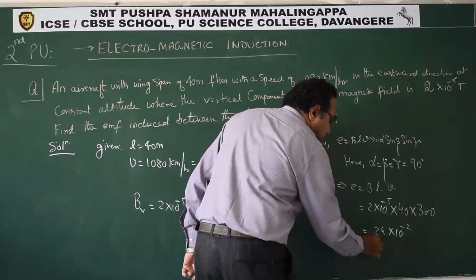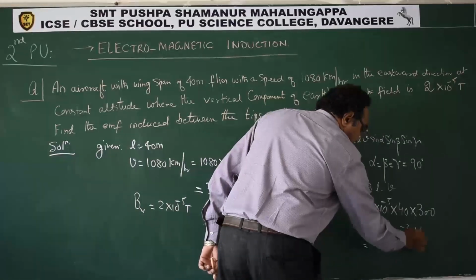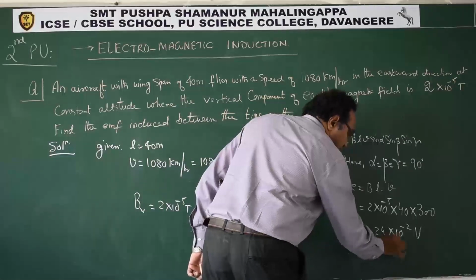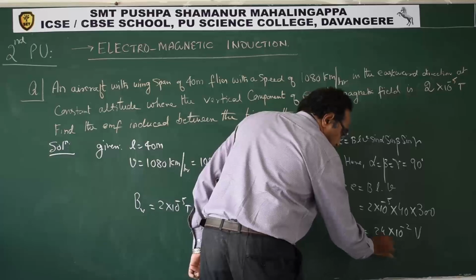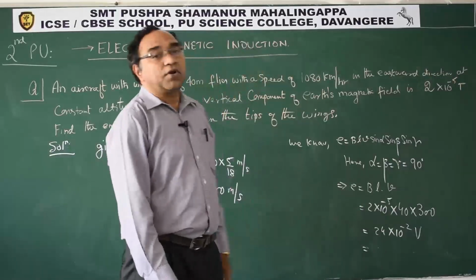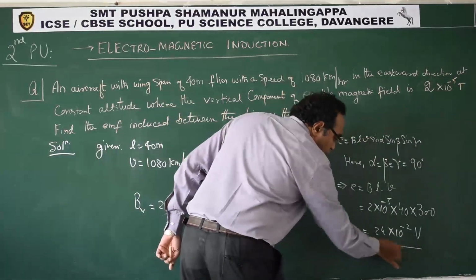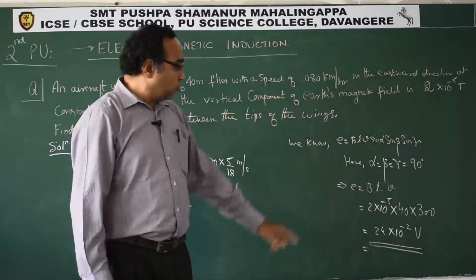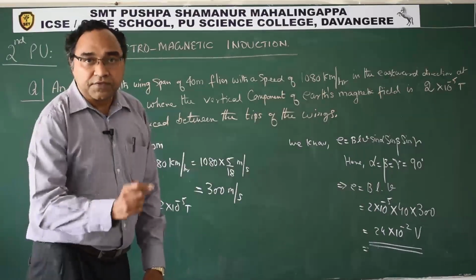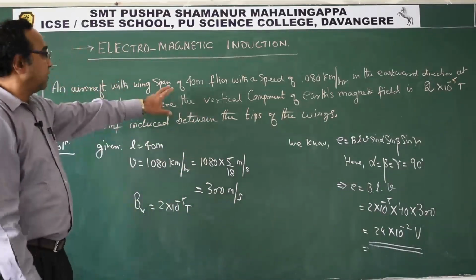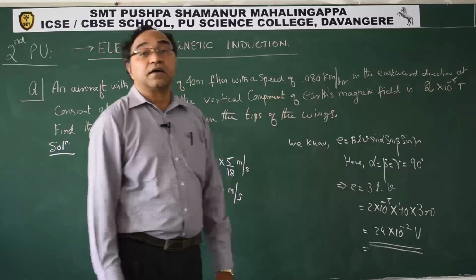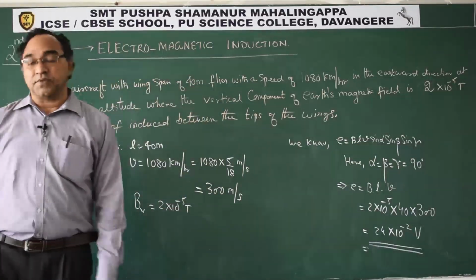So this is the same as this many volts. You can write it in millivolts also. So 10 power minus 3, 240 into 10 power minus 3, so 240 millivolt, or here we can leave the answer as 2.4 into 10 power minus 1 volts. This is exactly the EMF which is induced. Please understand how exactly B, L and V are related. You will get a lot of questions which are based on this concept.